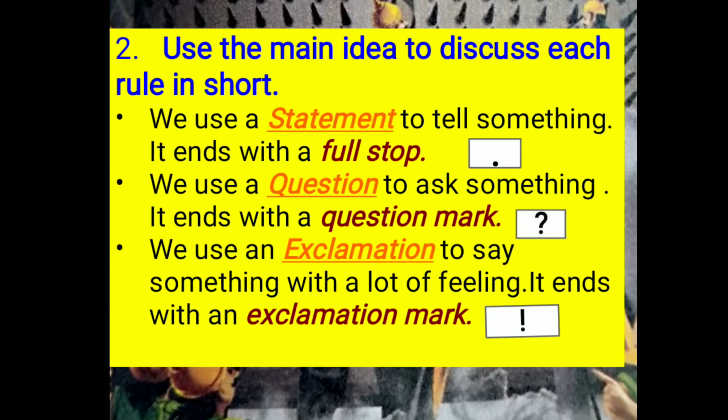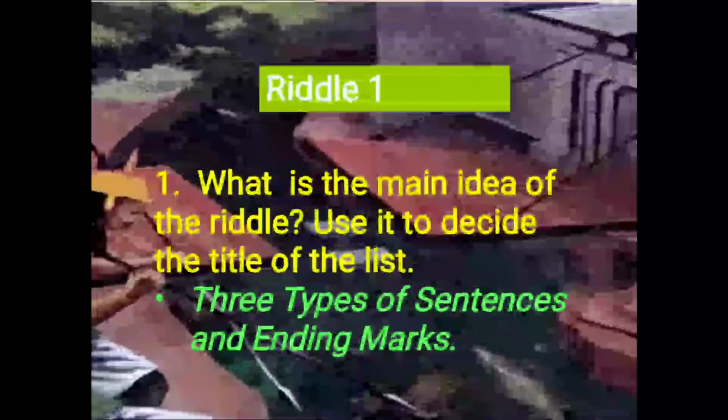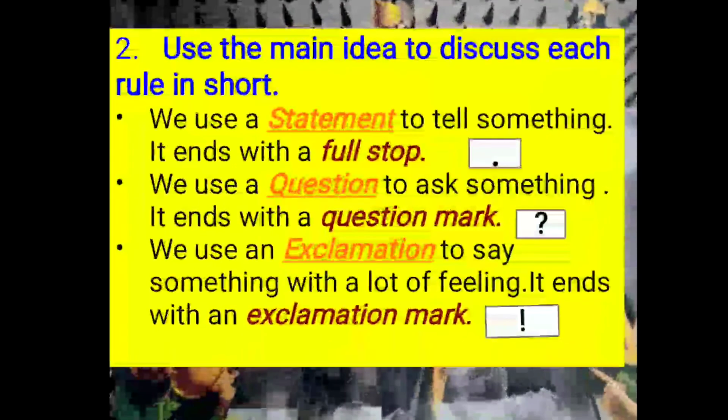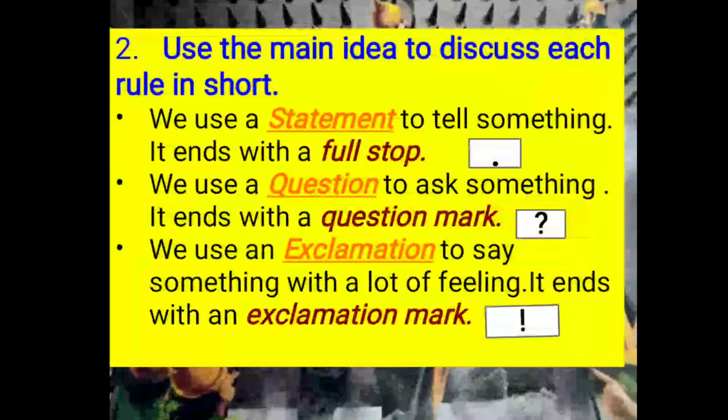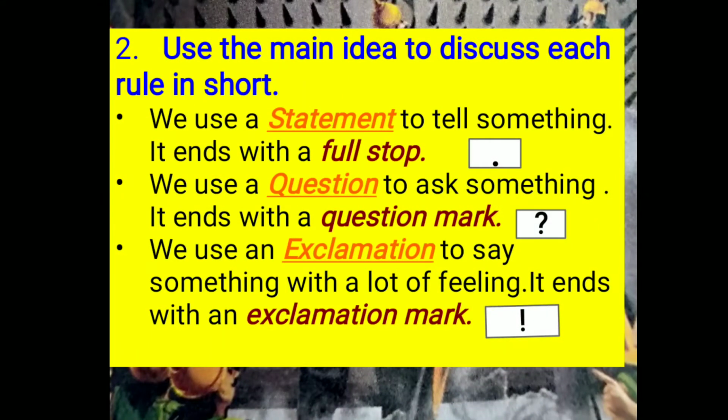Okay, we use a question to inquire or to ask something. It ends with a question mark. It is already given here. The question mark is also given. This is a full stop. Sorry, I'll tell you. Fine. The full stop is given, the question mark is given, and the exclamation mark is also given. You can see there, right? Yeah. Fine. See. Next, we use an exclamation to say something with a lot of feeling.